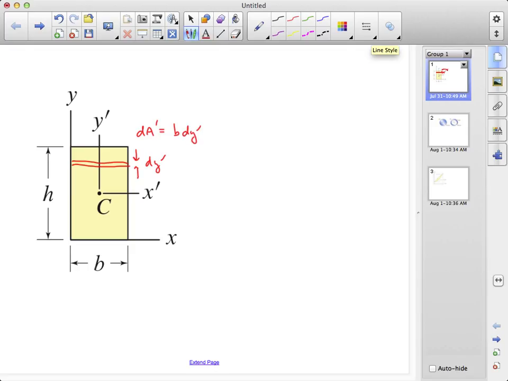If we're evaluating Iy prime, we'll need a vertical strip that will have a thickness dx prime and our area increment dA prime will be the height times dx prime. For Ix prime, we're integrating our horizontal strip between the appropriate limits, which in this case go from minus h over 2 to plus h over 2.